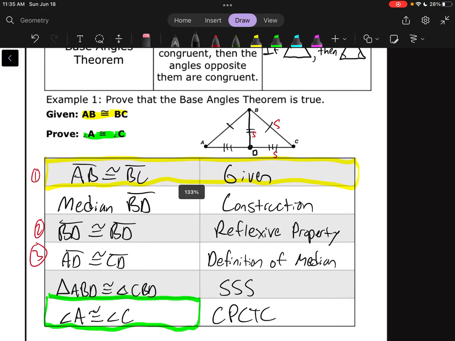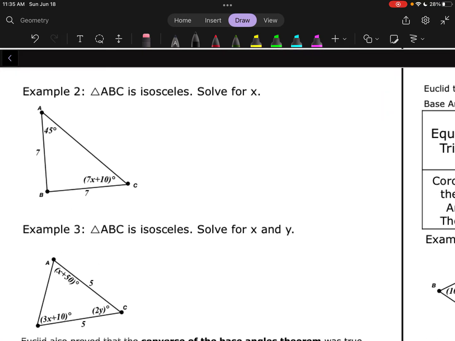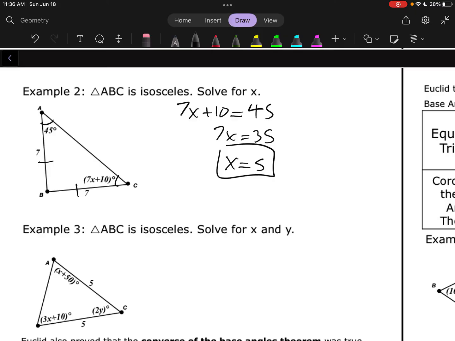Okay, so now that we know why it works, let's use it. Example 2 says ABC is isosceles, solve for x. Well, if these two sides are the same, that means these two angles opposite them must also be the same. So 7x plus 10 must be equal to 45. Subtract the 10, we get 7x is equal to 35. Divide, and x is 5. Let's check our work as always. If we plug that back in, 7 times 5 is 35, plus 10 is 45. So that looks good to me.